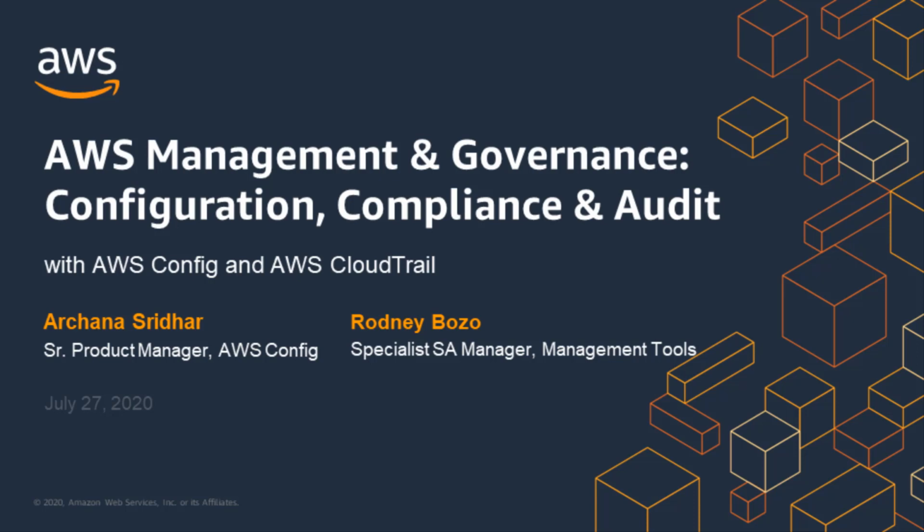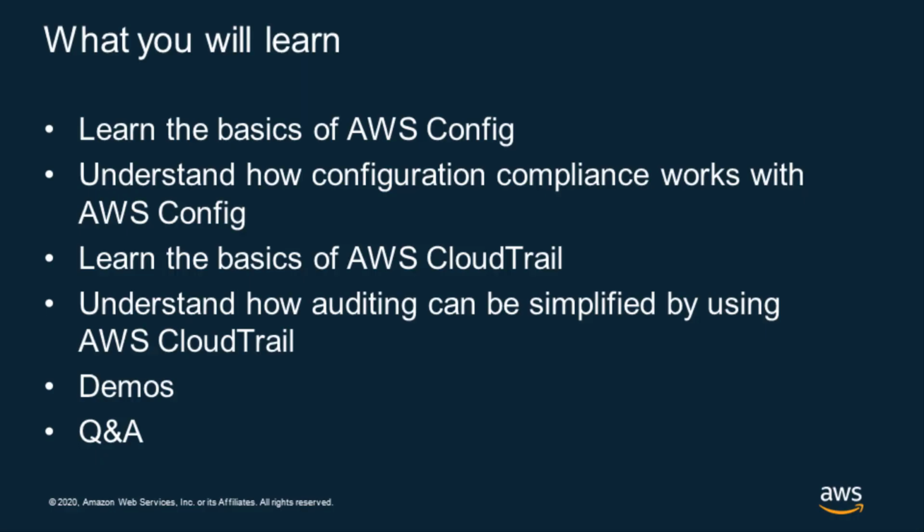With that, here's what we'd like to cover today. We'll start with the basics of AWS Config, talk about how configuration and compliance works with AWS Config, and then we'll move on to the basics of AWS CloudTrail and how auditing can be simplified using CloudTrail. We will have demos along the way and leave some time in the end for Q&A.